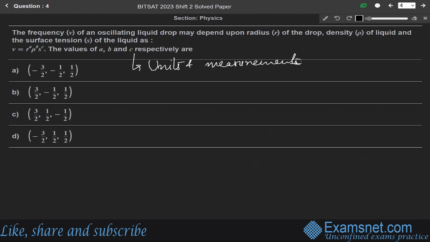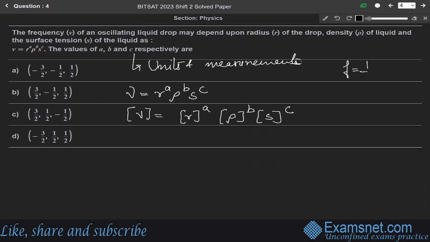So first of all, we are given frequency nu equal to r^a rho^b S^c, where r is the radius of the drop, rho is the density, and S is the surface tension. So dimensionally, we can write nu is equal to r to the power a, rho to the power b, and surface tension S to the power c. Since it is frequency, and frequency is equal to 1 over time, it has a dimension of T inverse. So T inverse is equal to r, and r is radius, meaning length.